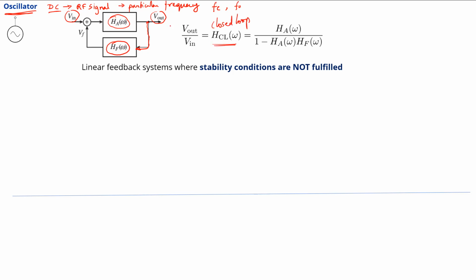Why do we call this a closed loop? Because the output is fed back, and typically this feedback is supposed to be negative feedback, then the output is stable. But in an oscillator, this feedback is purposefully positive. Negative feedback leads to a stable response, as we'll see in a moment. But if you have positive feedback, then the output is going to be unstable.